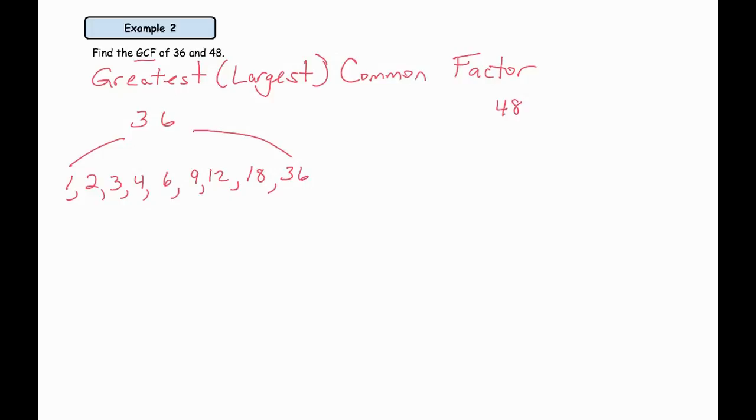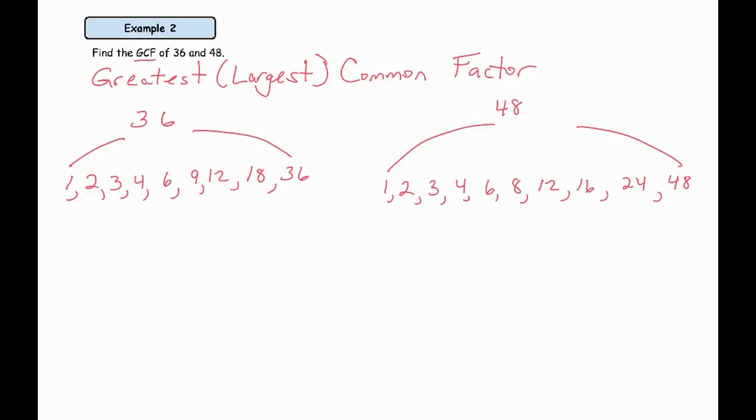I'll do the same thing with 48. 1 and 48 equals 48. 2 times 24 equals 48. 3 times 16 equals 48. 4 times 12 equals 48. And 6 times 8 equals 48.